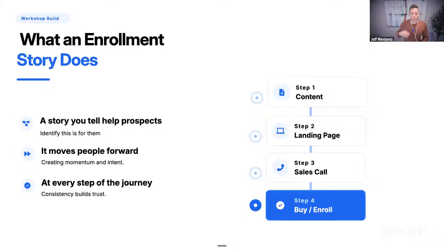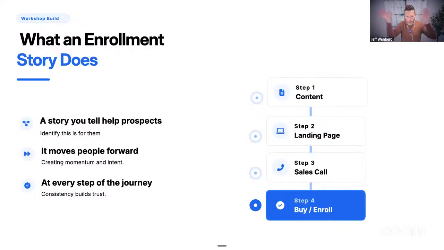Okay, so what we're going to be doing today, as I mentioned, is creating a demand-first enrollment story. And what an enrollment story really does is it helps your prospect identify that what you're talking about is for them. It connects with the reticular activating system, that thing in their subconscious mind that is looking for things that it's already searching for.